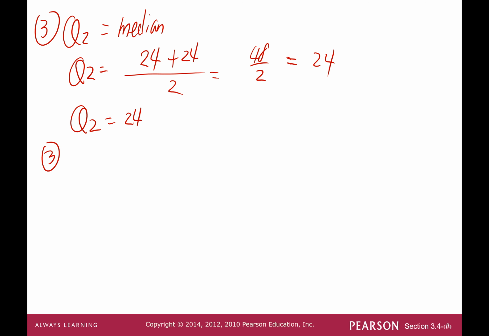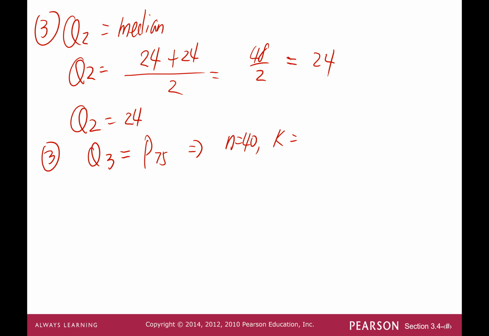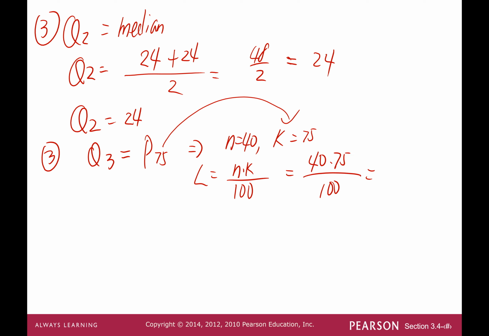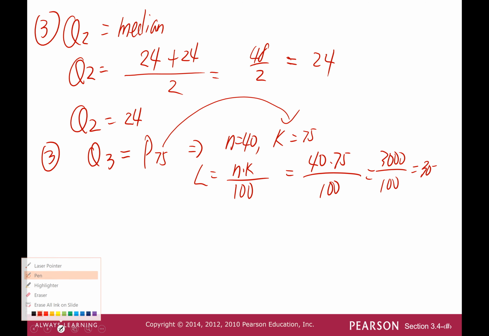Now let's look at quartile 3. Quartile 3 equals percentile 75. So now n equals 40, k equals 75. The locator equals n times k over 100. So it's 40 times 75 divided by 100. That's 3,000 over 100, which is 30. So this is still a whole number.